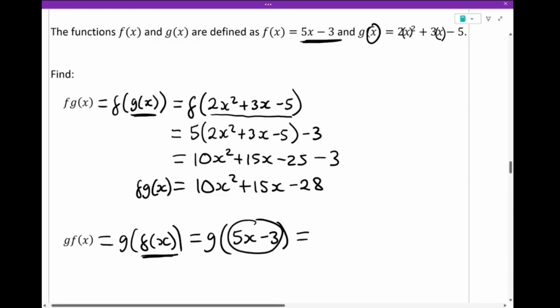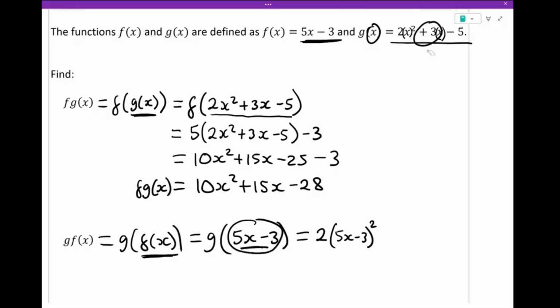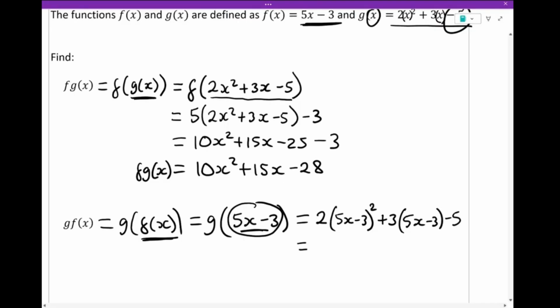So I'm going to write equals, and I'm going to start writing out my expression for g of x. So we got a 2, then open brackets, and inside the bracket, I'm going to put the 5x subtract 3. And that is raised to the power of 2. Then we got the plus 3, which I'm going to write out next. And then open brackets, and then I'm going to write in my 5x subtract 3. And then I got my subtract 5 at the end. So that is my composite function. I can then go through and simplify it.